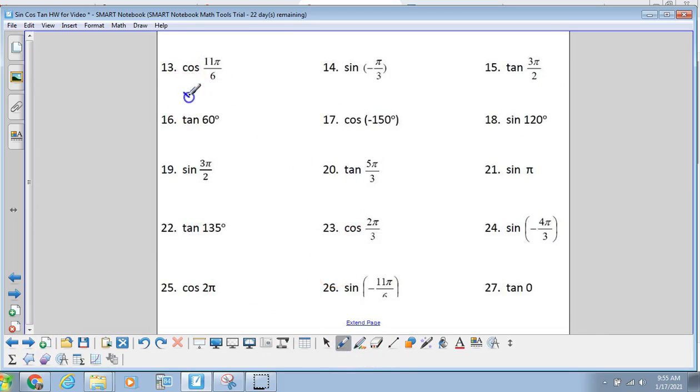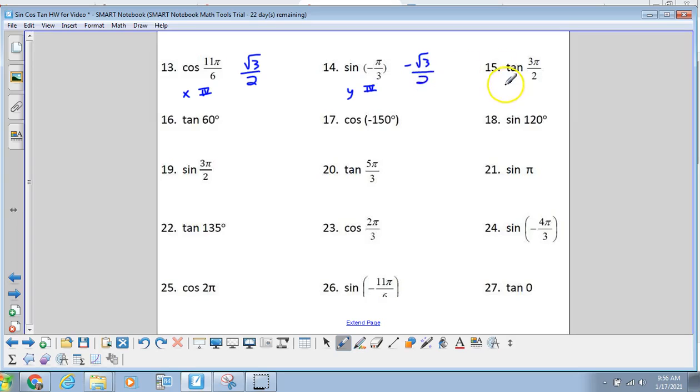Remember, cosine is our x-coordinate. 11 pi over 6 is in the fourth quadrant. And for our pi over 6 family, the cosine, the x value in the fourth quadrant, is a positive root 3 over 2. For number 14, sine is our y-coordinate. Negative pi over 3 is in the fourth quadrant. So the y-coordinate of our pi over 3 family in the fourth quadrant is a negative root 3 over 2.